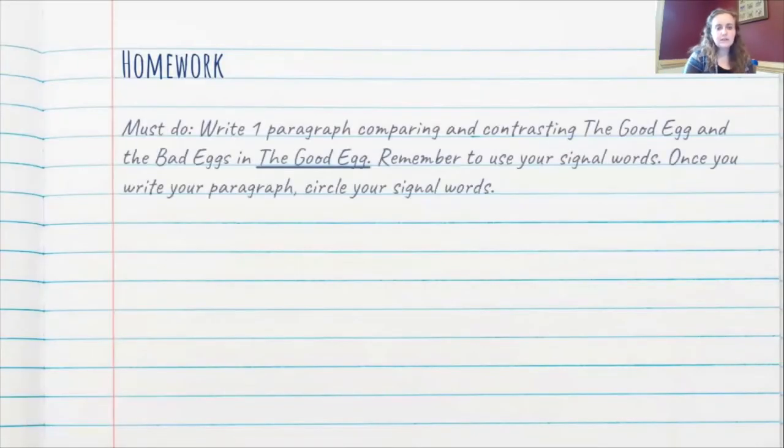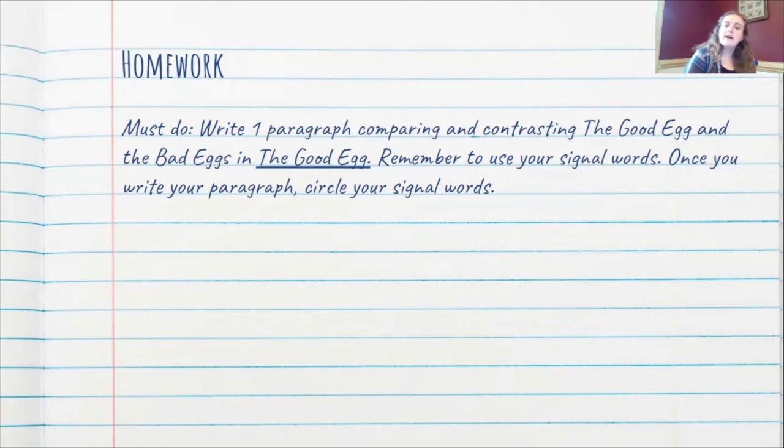All right, so tonight for your homework, the first thing you're going to do is write one paragraph comparing and contrasting the good egg and the bad eggs in the good egg story. You need to remember to use your signal words. Those are our words that tell us to compare and contrast. So remember our compare words were both, similar to, the same as. Those are comparing signal words. And then your contrasting signal words would be words like on the other hand, different from.